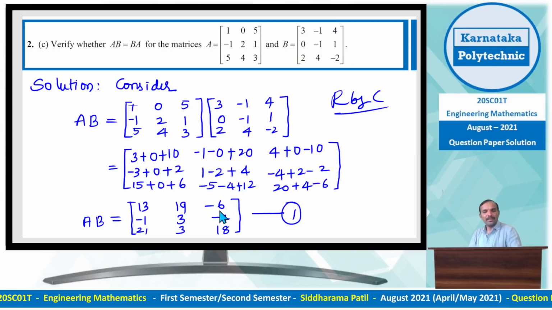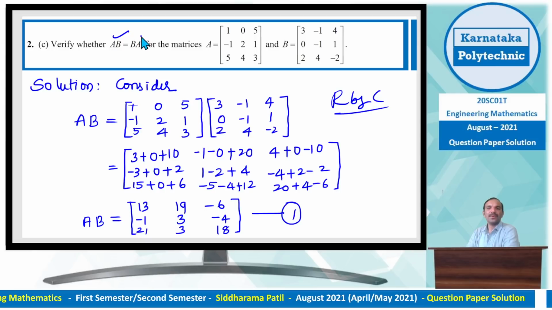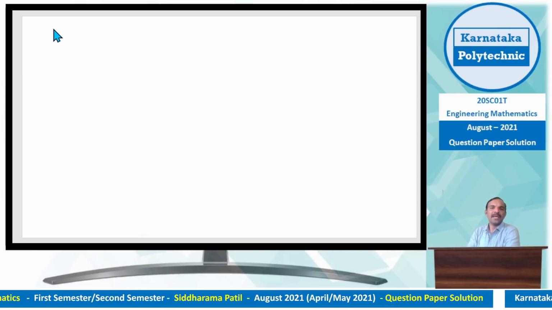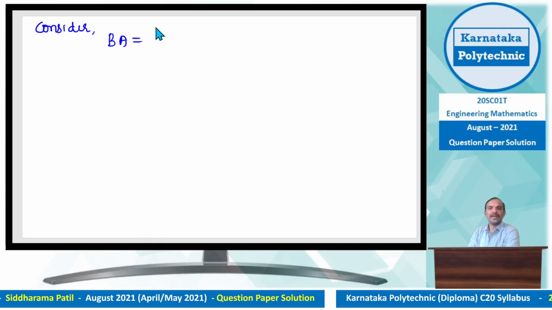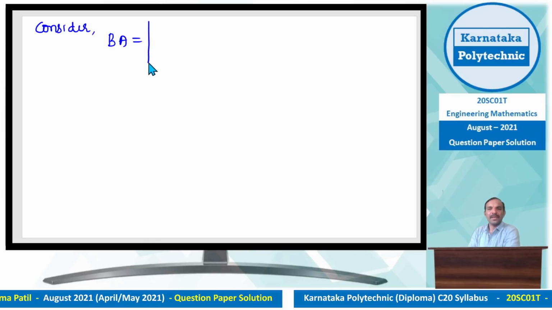Next consider BA. Now AB is done, and you have to find out BA. Consider BA, which is B into matrix A.